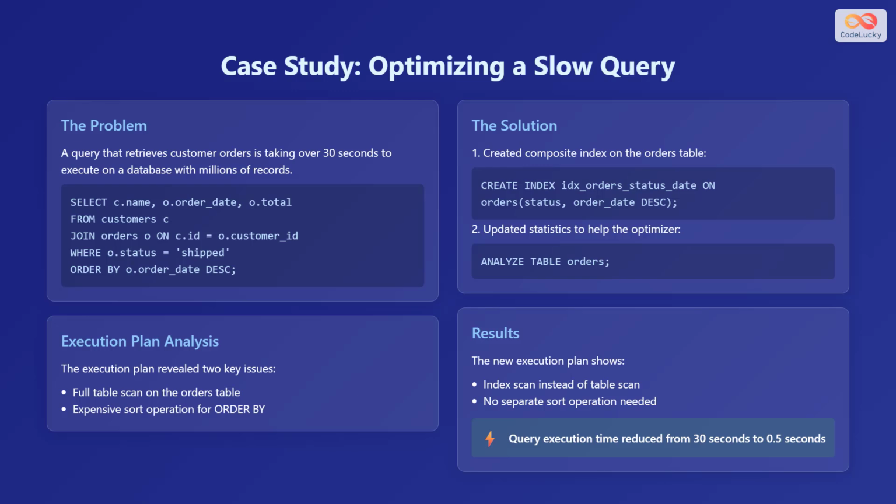Let's analyze a case study. The problem is that a query that retrieves customer orders is taking over 30 seconds to execute on a database with millions of records. The execution plan analysis revealed two key issues. First, a full table scan on the orders table, and second, an expensive sort operation for order by. The solution was to first create a composite index on the orders table, and then update statistics to help the optimizer. As a result, the new execution plan shows an index scan instead of a table scan, and no separate sort operation is needed. The query execution time was reduced from 30 seconds to 0.5 seconds.